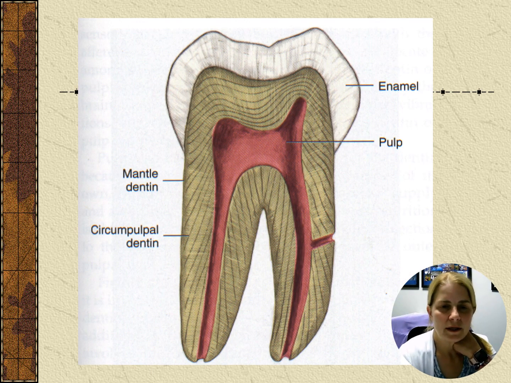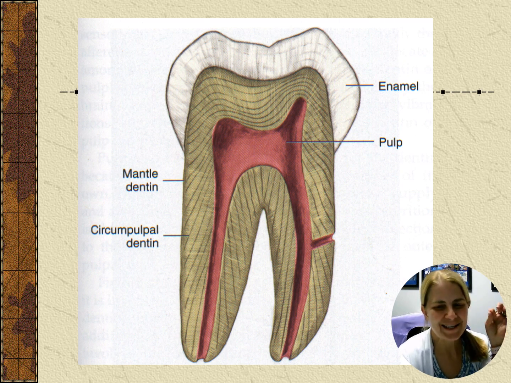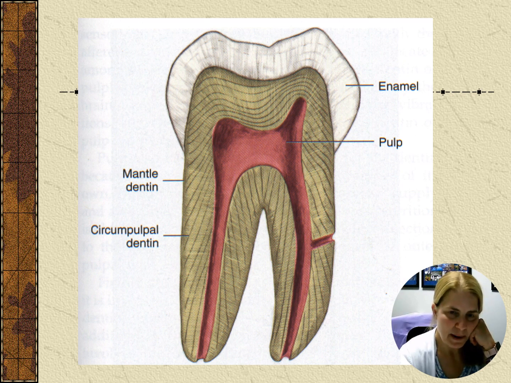Here's a picture showing the mantle dentin that is towards the outside or the coronal portion under the DEJ in the crown of the tooth. And then circumpulpal, which is circumnavigating the pulp, which is closer to the inside. The mantle dentin is typically your primary dentin that forms the body of the tooth. The circumpulpal forms right around the pulp, and that is where your secondary dentin would continue to form throughout life.